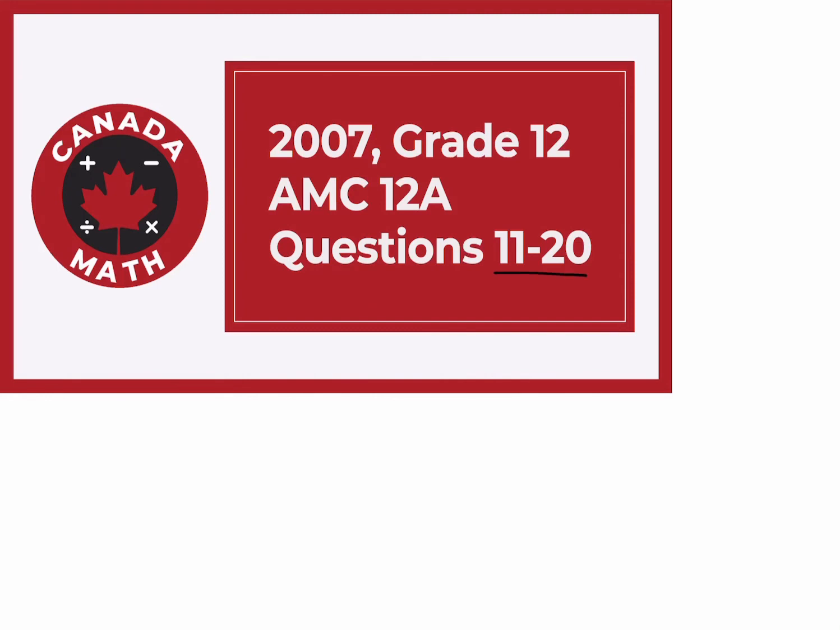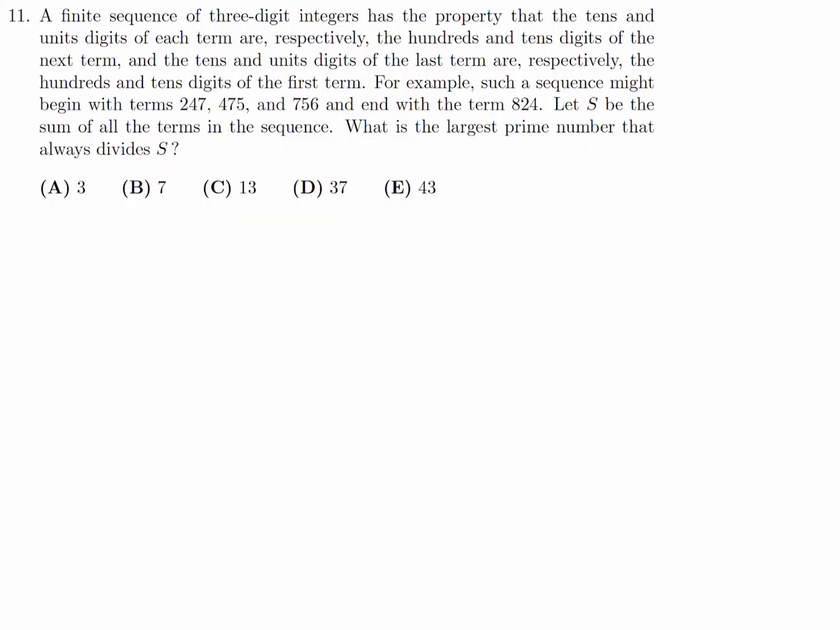Questions 11 through 20 on the 2007 Grade 12 AMC 12A. A finite sequence of three-digit integers has the property that the tens and units digit of each term are, respectively, the hundreds and tens digit of the next term, and the tens and units digit of the last term are, respectively, the hundreds and tens digit of the first term. For example, such a sequence might begin with 247, 475, 756, and end with the term 824. Let S be the sum of all the terms in the sequence. What is the largest prime that always divides S?